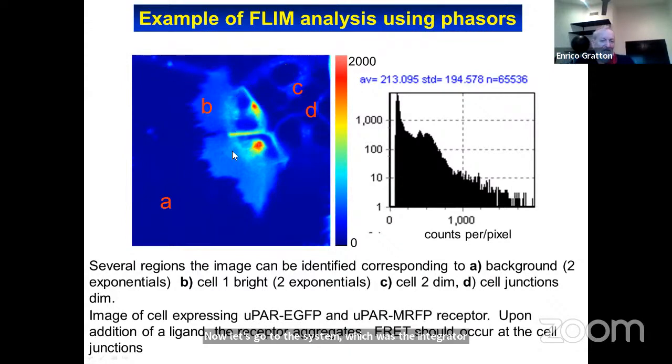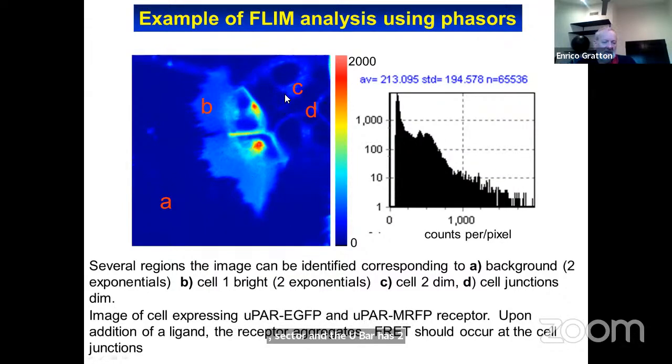Okay, so now let's go to a system which was in the paper we published with Michel Digman and others. The system has cells. Let us see if you can distinguish the cells here, and so on. If you look at the intensity, very few points have more than 1,000 counts per pixel, probably those two points, and the rest is really below 100. And from here to here, you cannot distinguish the exponential. This is a system that has the following problem. We have a cell which is expressing the uPAR receptor, and the uPAR can be expressed with EGFP or mCherry.